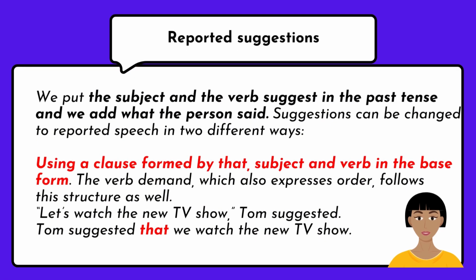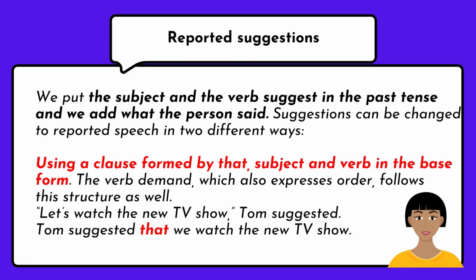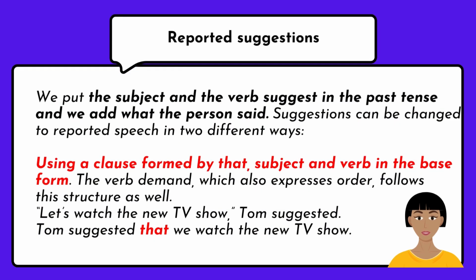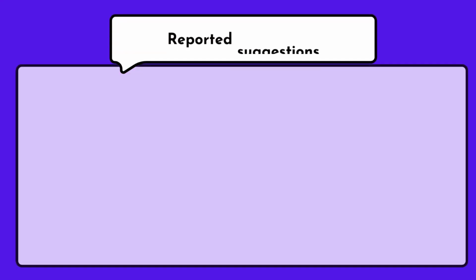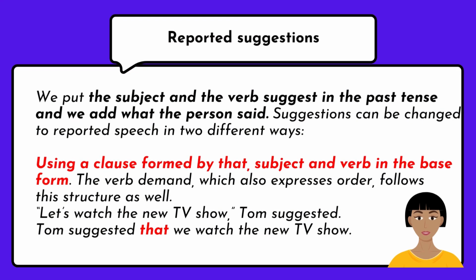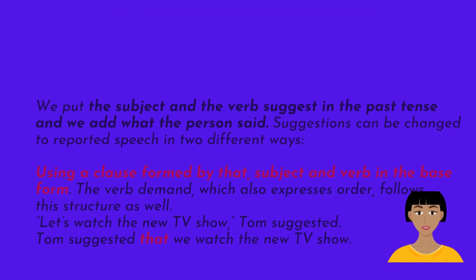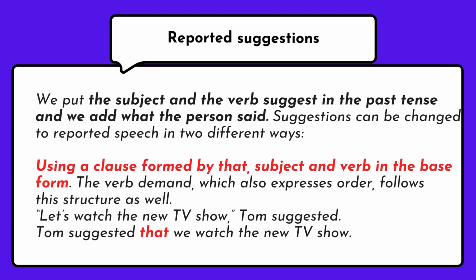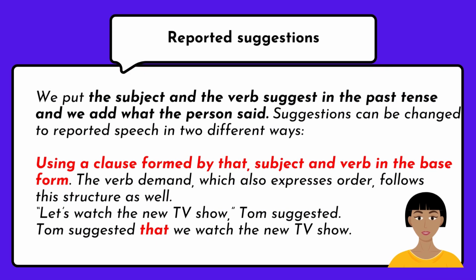Reported suggestions. We put the subject and the verb suggest in the past tense and we add what the person said. Suggestions can be changed to reported speech in two different ways. Using a clause formed by that, subject and verb in the base form. The verb demand, which also expresses order, follows this structure as well. Let's watch the new TV show, Tom suggested. Tom suggested that we watch the new TV show.